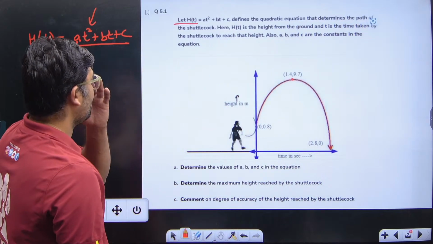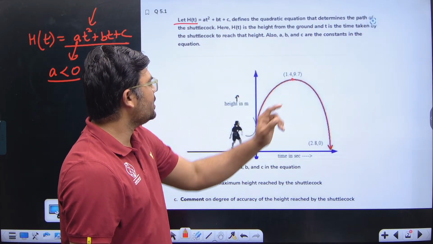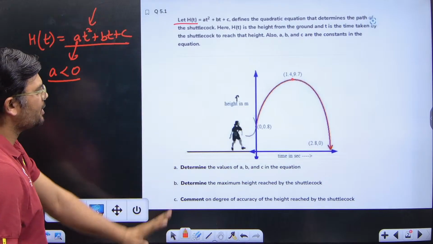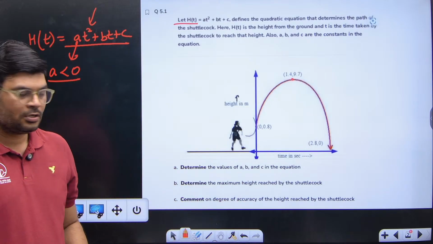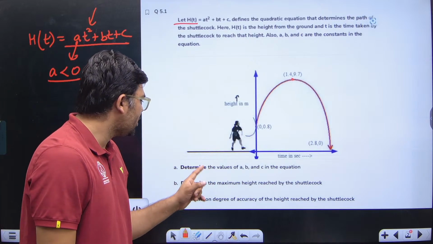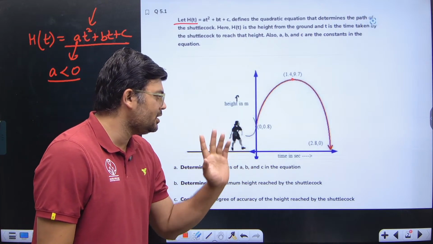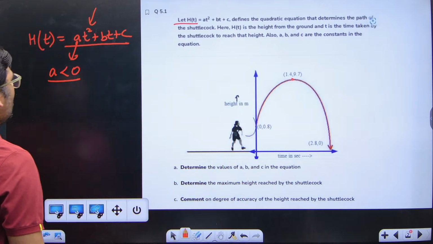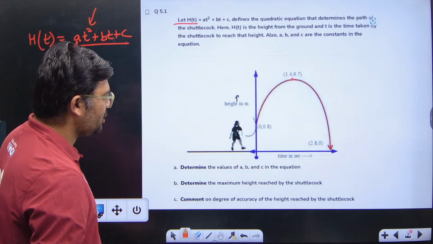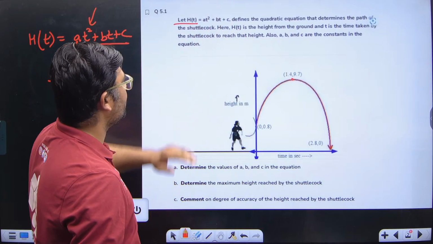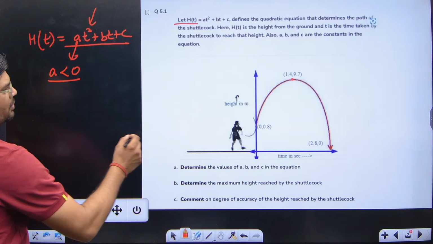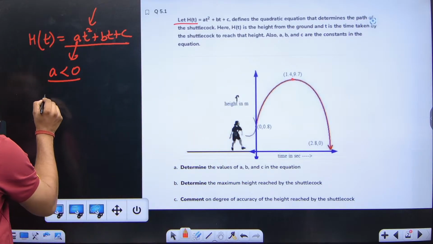Now A, B, C are the constants. The first question is to determine the values of A, B and C in the equation. So how do we find the values of A, B and C? We can substitute these values here. So let us substitute the first value, that is 9.7.